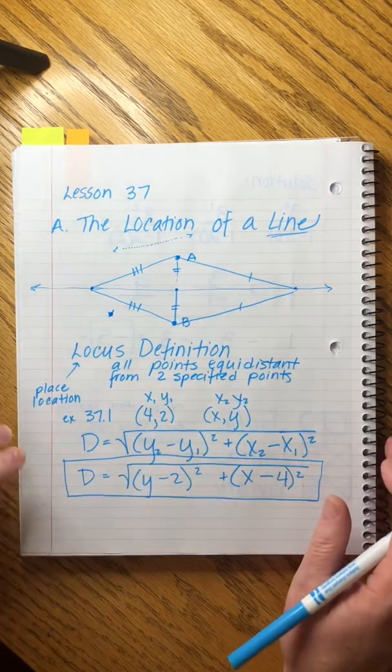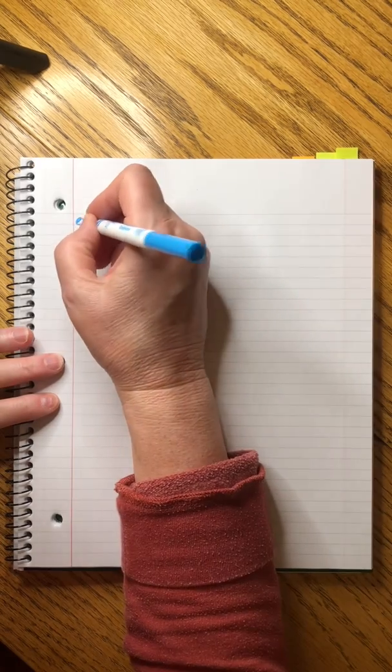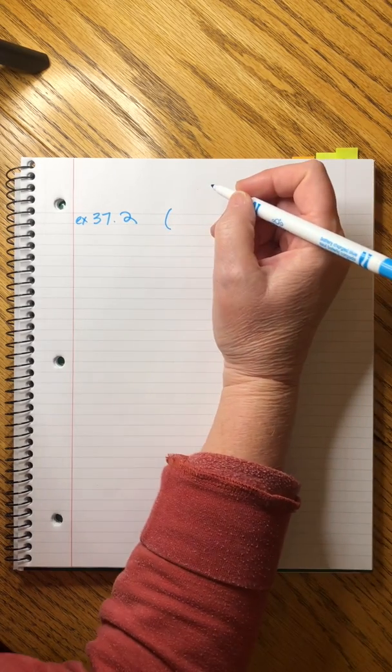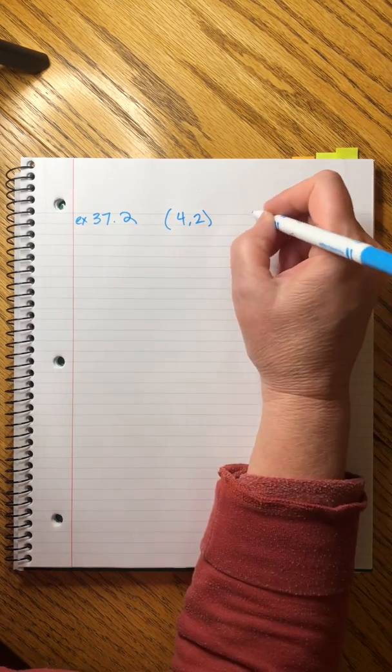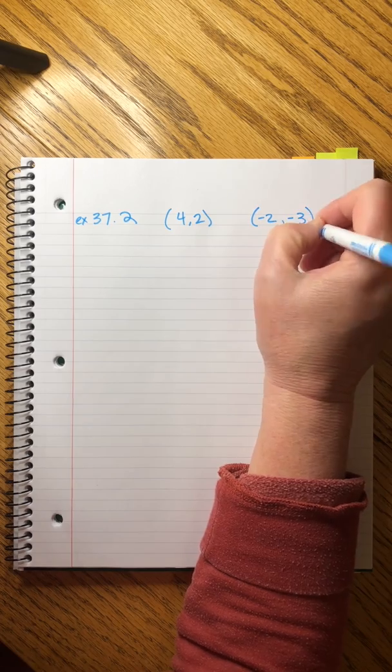Now we're going to bring these two ideas together in the next problem. And it goes like this. Find the equation of the line that is equidistant from, and then it gives us two points. Write the equation in slope-intercept form. Okay, let's take a look at what the points are: (4, 2) and (-2, -3).